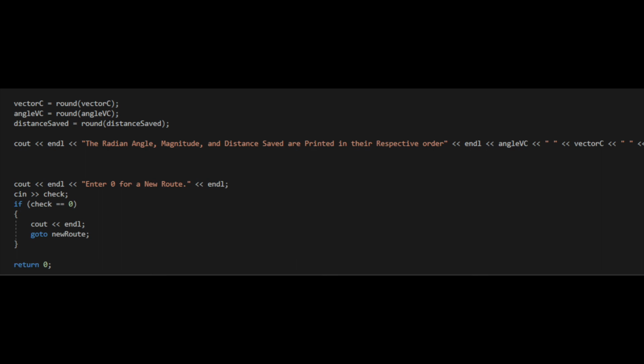We also ask the user if a new route is required and direct them to enter 0 if one is needed. We use an if statement to check if the input is 0. If so, we use a goto statement to jump to the beginning of the program, asking for new sets of coordinate points.